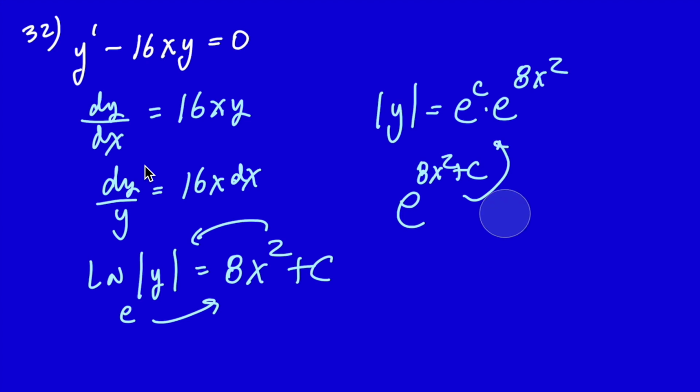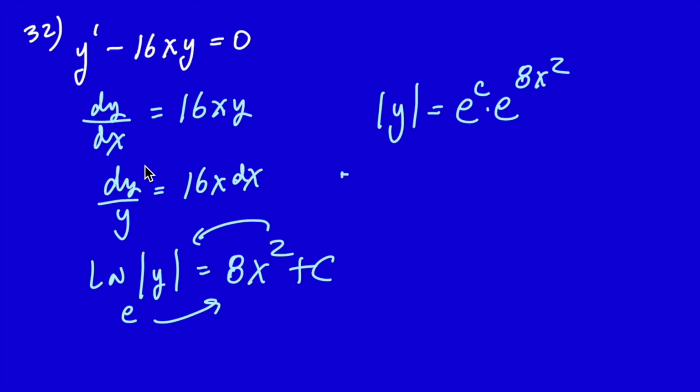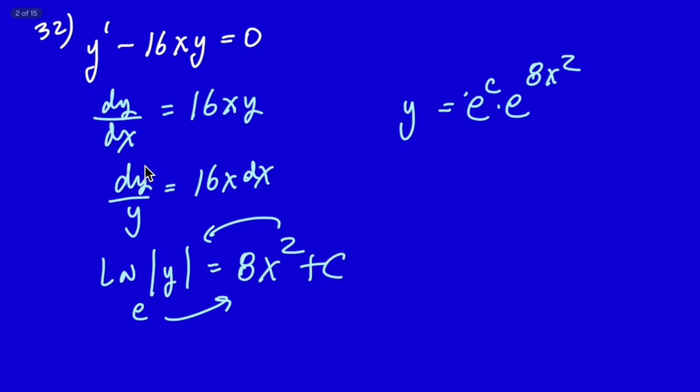In order to eliminate those absolute value signs, in order to remove the absolute value signs, we're going to add a plus minus to the opposite side. And when we do that, we recognize that plus or minus e to the c can be replaced by a generic c. So this, folks, is our final answer.